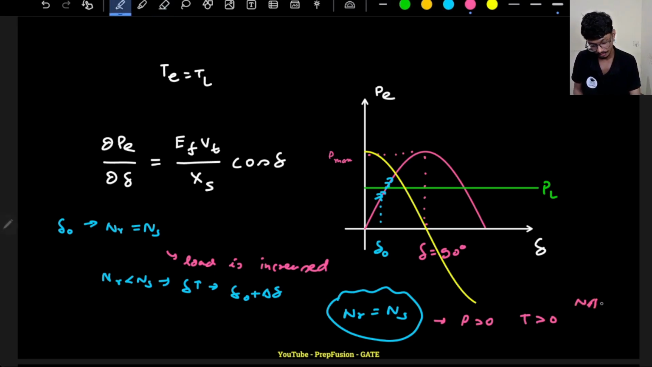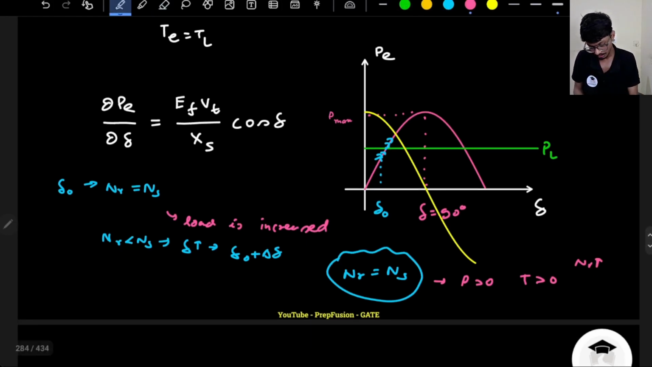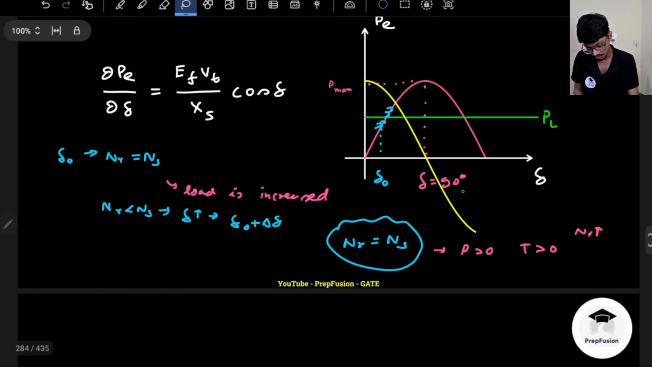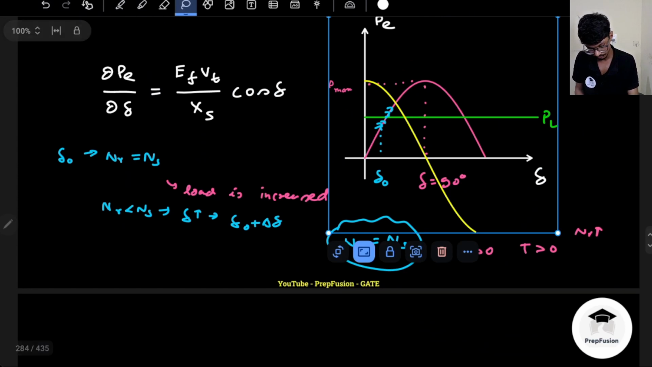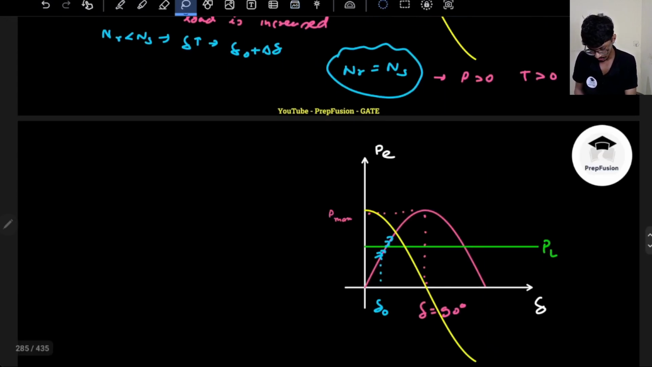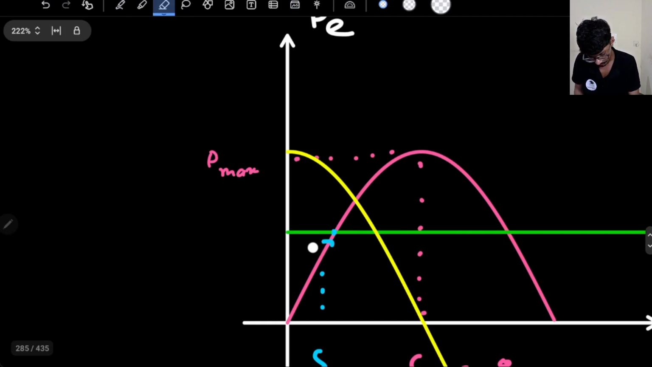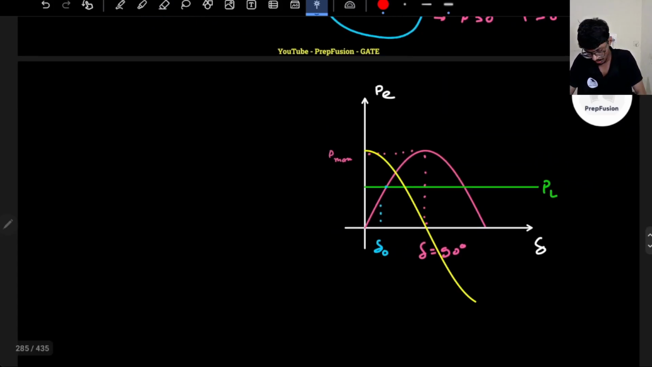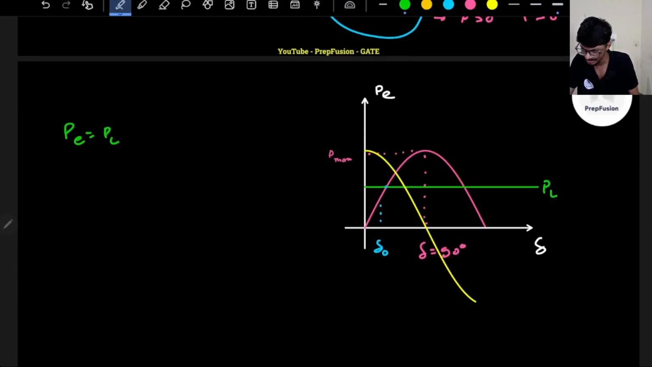NR will go high, right? So I will quickly summarize what is happening. Let's say initially I am at a point delta naught. At this point, delta naught, it is stable. So my PE is equal to PL, it is stable.